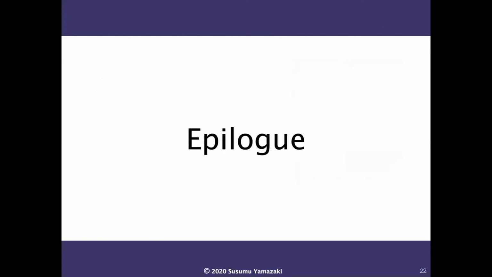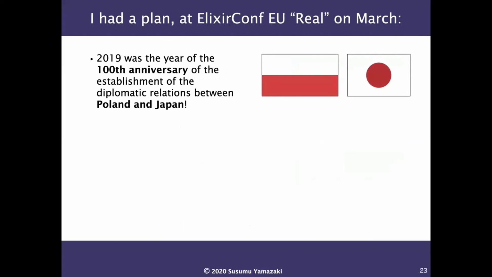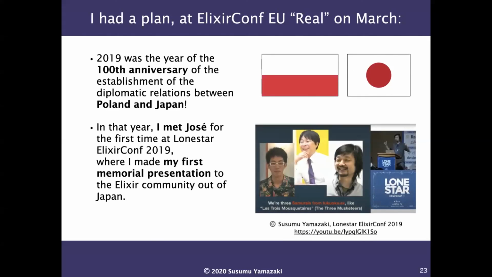Then, epilogue. 2019 was the year of the 100th anniversary of the establishment of the diplomatic relations between Poland and Japan. In that year, I met Jose for the first time at Lone Star ElixirConf 2019, where I made my first memorial presentation to the Elixir community out of Japan. How miraculous it is.